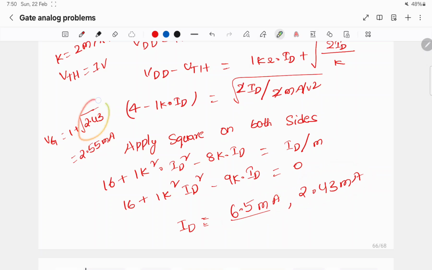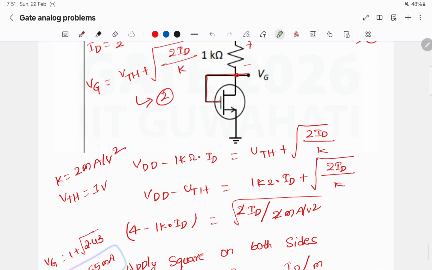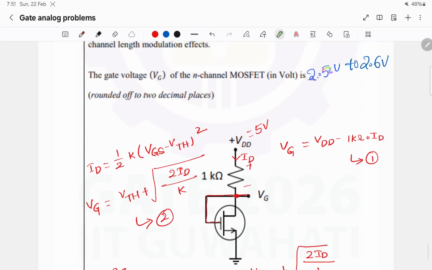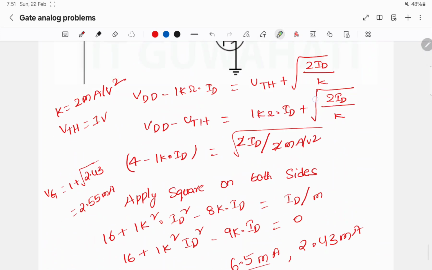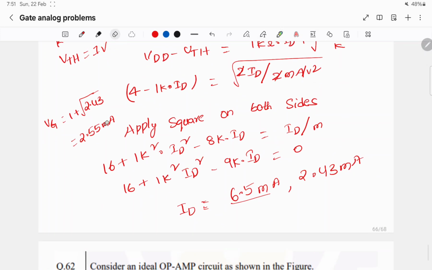If you plug in the value of 2.43 milliamps, we will get Vg as 2.55. It will match with the given output range of 2.5 to 2.6 volts. So the answer is 2.55 volts.